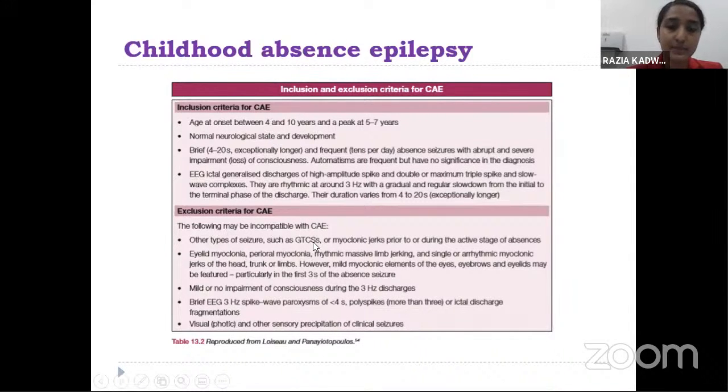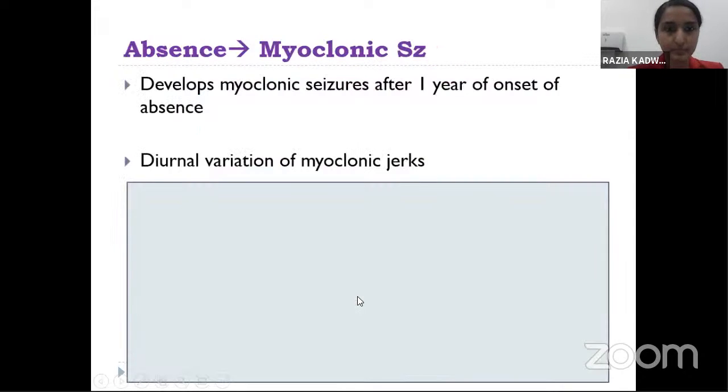But if a patient has multiple seizure types like generalized tonic-clonic seizures or myoclonic seizures, or if there are some specific patterns in EEG like polyspikes, then you will consider an alternative diagnosis. So you keep this child on follow-up, and after 1 year, you find that this patient is having myoclonic jerks. So now you have to change your diagnosis.